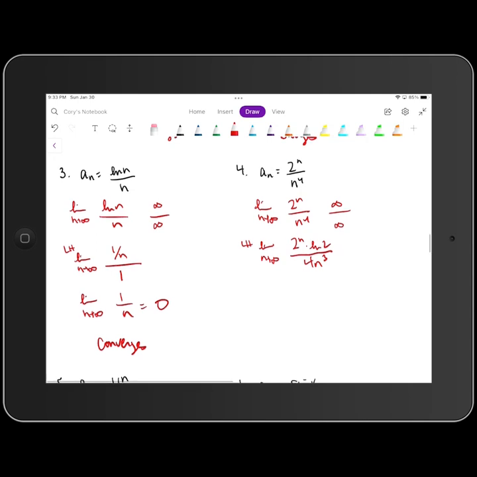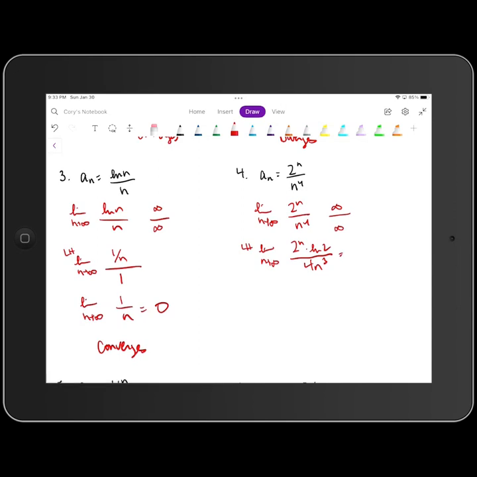Now, what I see when doing this is the numerator is always going to become 2 to the n power times the natural log of 2 raised to some power. Because if I use L'Hopital's rule again, the numerator is going to become 2 to the n power times the natural log of 2 squared. But as I keep taking the derivative of my denominator, the next derivative is going to wind up becoming 12n squared. The following derivative, the denominator is going to become 24n, and then eventually that denominator is going to wind up becoming a constant.